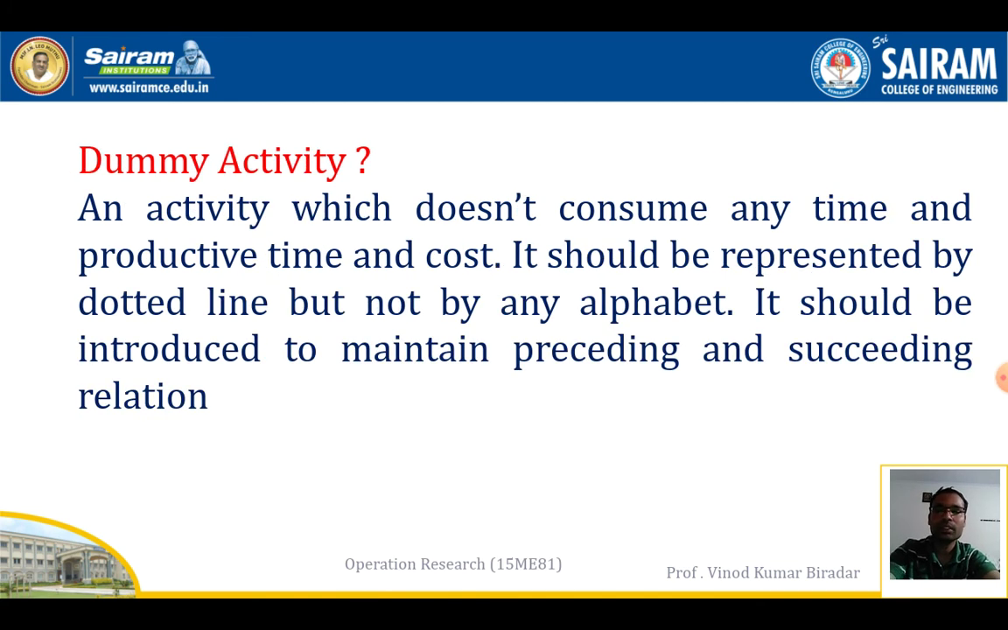Next, the dummy activity. If you want to solve any job, sometimes a greater number of workers is required at some critical stage. For that we use a dummy activity. We add a dummy activity without time; it is an activity which does not consume any time, productivity or cost. It should be represented by a dotted line, but not by any alphabet. It should be introduced to maintain the preceding and succeeding relation. So a dummy activity is just supporting; it will not consume any time and cost. It only helps to complete the job. That is the main use of a dummy activity.